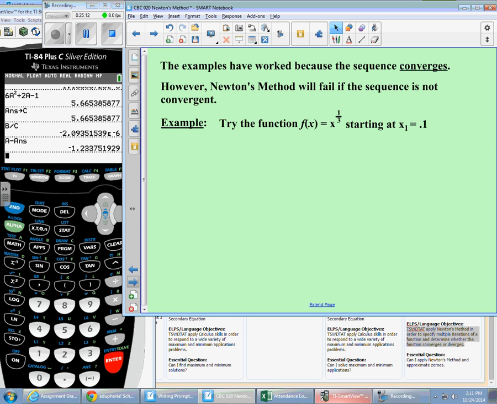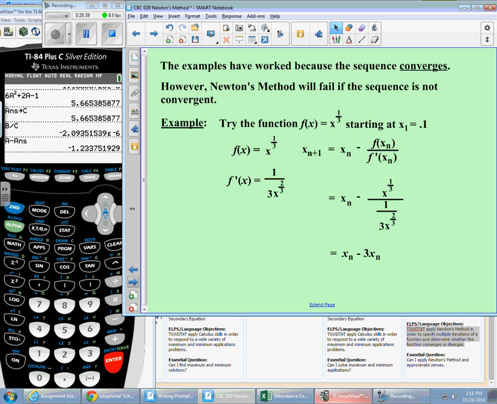Okay, try the function f of x equals x to the 1/3 power. We're going to use a starting point of x equaling 0.1. We've got the function. The derivative of x to the 1/3 power is 1/3 of x to the negative 2/3 power. Okay, there is Newton's method, and when we plug in, we've got some complex fraction stuff going on there, and that can be simplified.